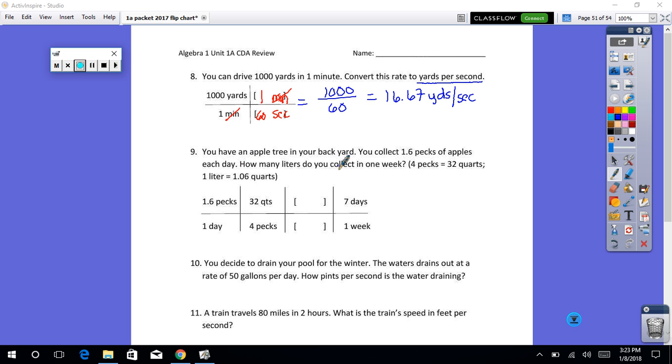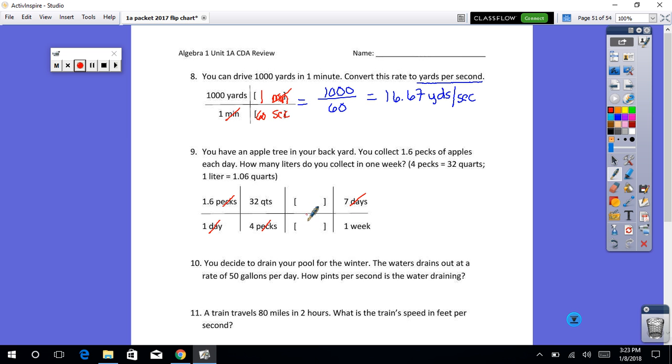Okay, you have an apple tree in your backyard, 1.6 pecks each day. How many liters do you collect in 1 week? It gives you most of the conversions that you need. Okay, all we really have to do is fill in this section right here. So the pecks cancel out. My days are going to cancel out. So I have to figure out what goes right here.